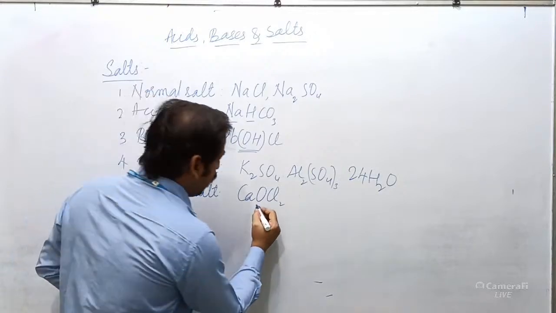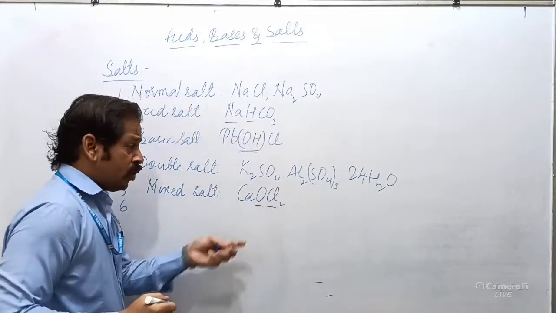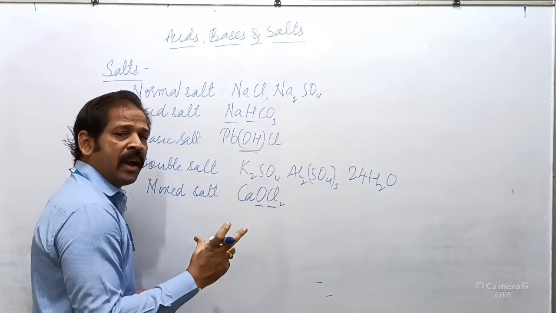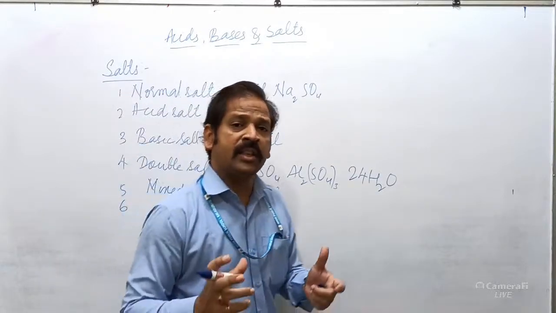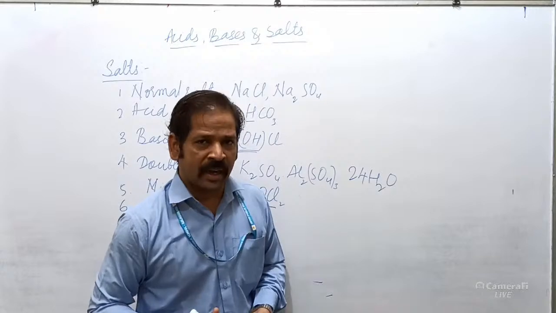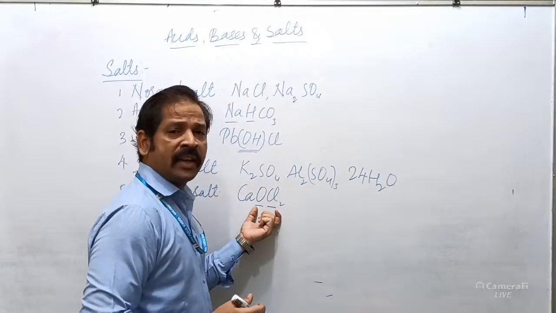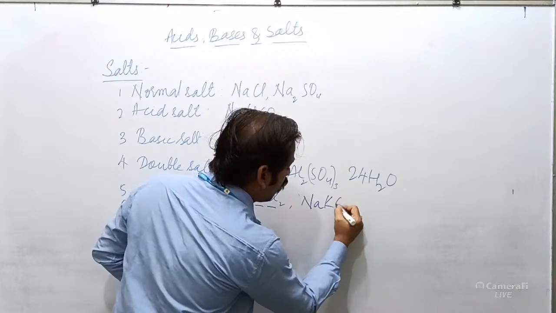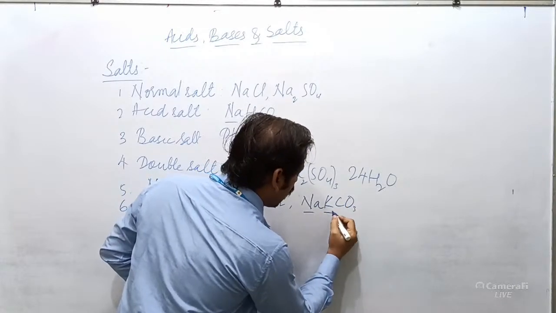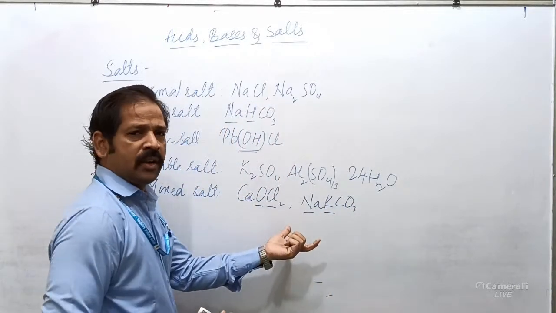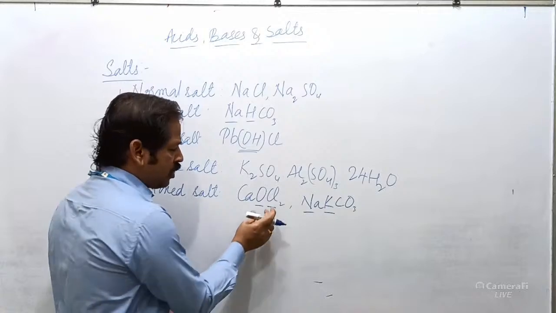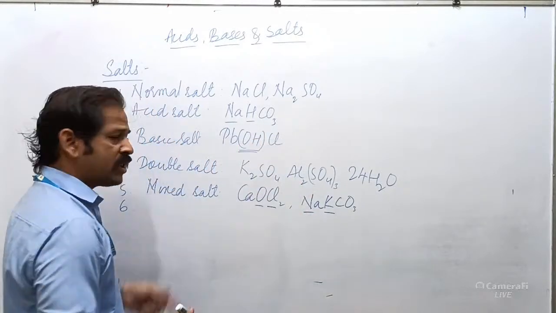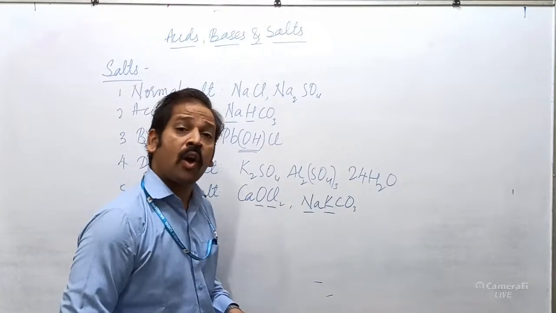A single salt will have two basic radicals, or a single salt will have two acidic radicals. Here we have two basic radicals. A single salt having two acidic radicals, or two basic radicals, is called a mixed salt. At last is complex salt.